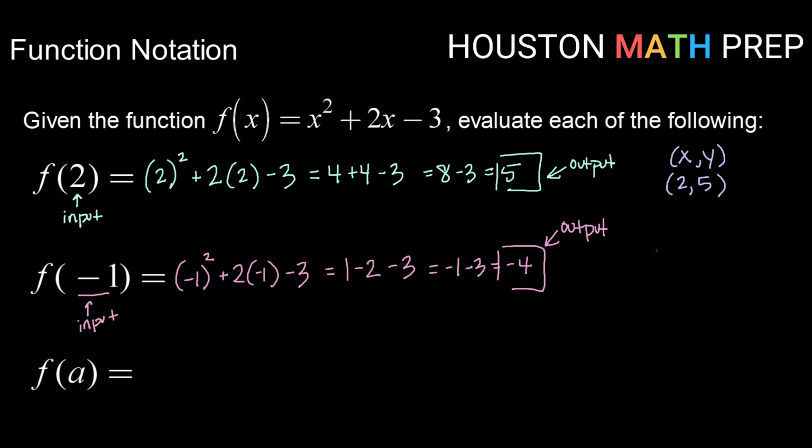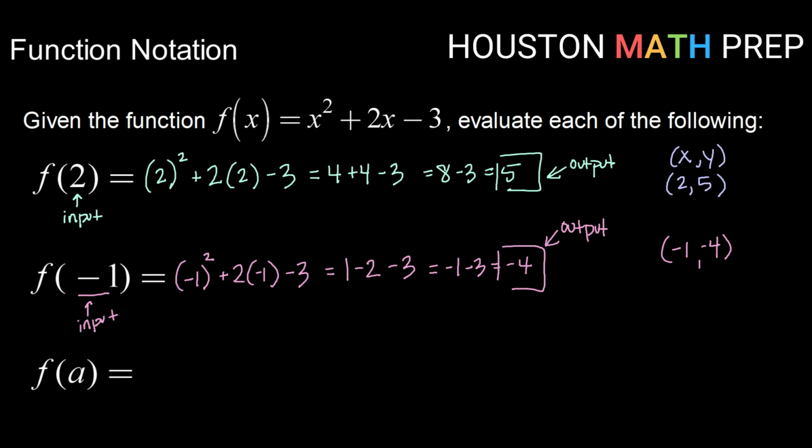Or again, in function realm, usually our inputs and outputs are x, comma, y. So when an input or x value is negative 1, the associated output or y value is negative 4.